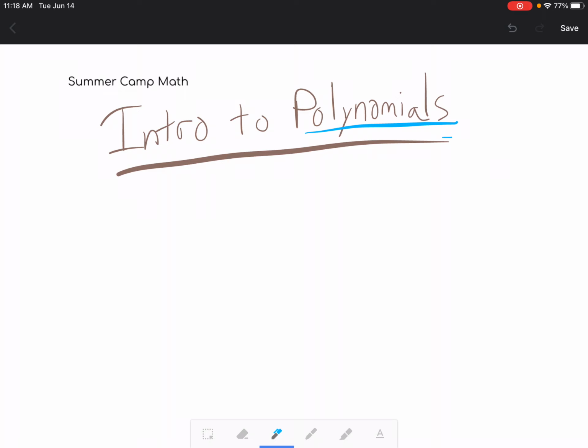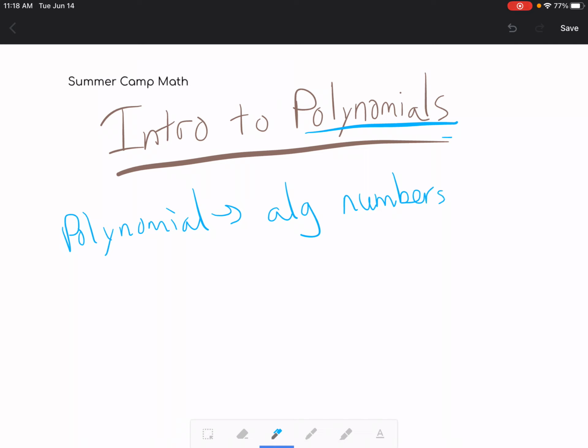So essentially, when we're talking about polynomials, I want you to think about algebraic numbers. Now, this isn't the literal definition, but we've already been dealing with polynomials. We just haven't called them polynomials up to this point. So, for example, an algebraic number is something like x. It could also be something like x plus y. It could be something like x squared minus 2y plus 5.